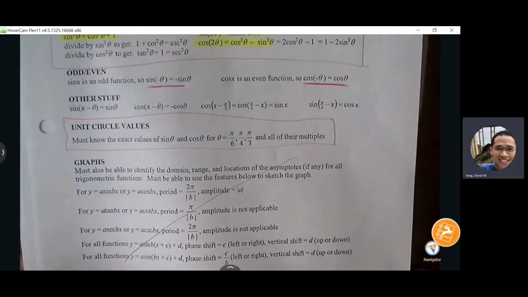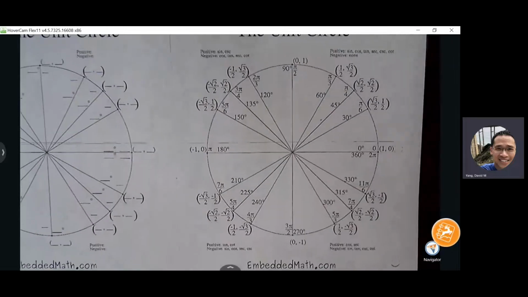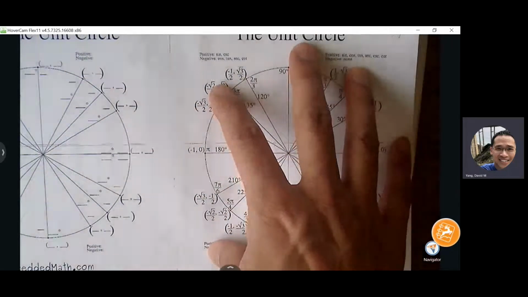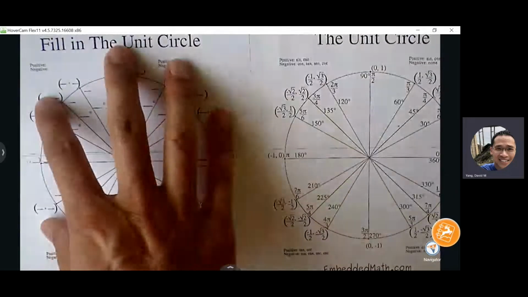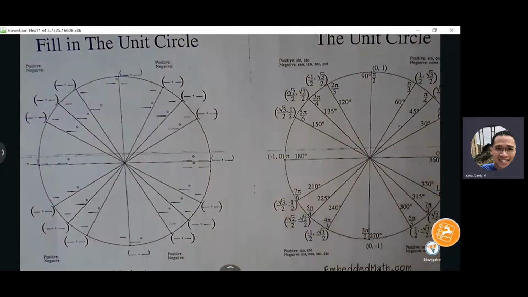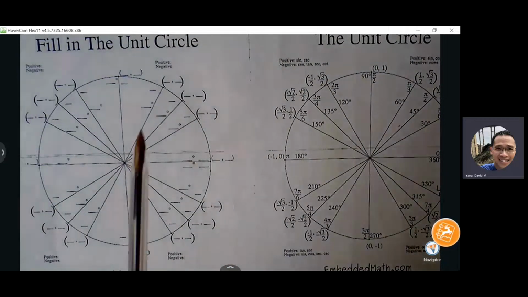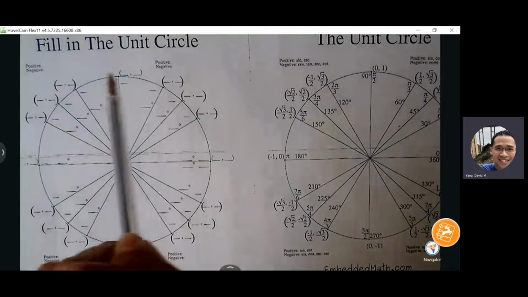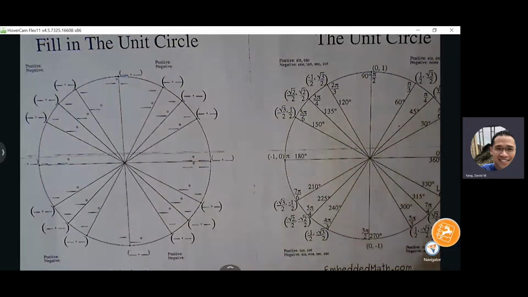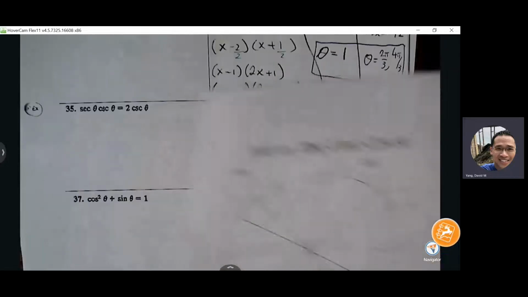Unit circle, it's good for you to review the unit circle on the back page of this handout. I have a blank and a filled out version. So if you want to practice filling it out, just to help remind yourself of the radian measures as well as the ordered pairs. Okay.